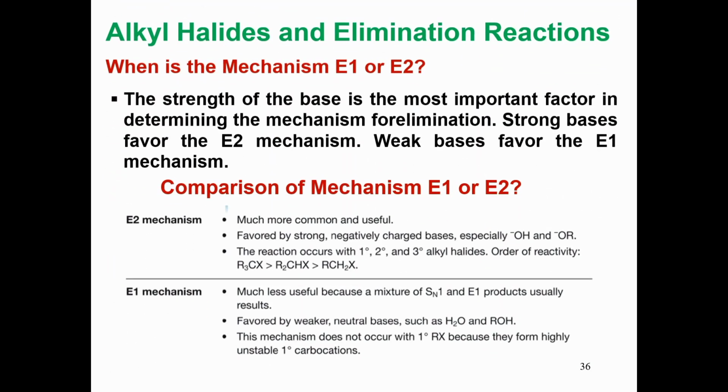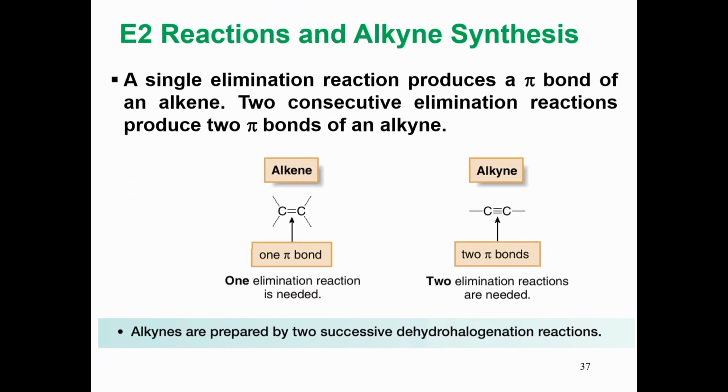In comparison, E2 is much more useful than E1, and strong bases favor E2 while weak bases favor E1. Primary, secondary, and tertiary alkyl halides are possible in E2, but in reactivity, tertiary is more. But in E1, primary does not occur because the carbocation they form is highly unstable. So that is the difference between these two mechanisms. E2 is mostly used more than E1.